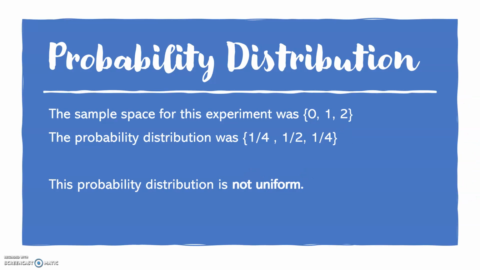So for this experiment, my sample space was 0 tails, 1, or 2, and the probability distribution was 1/4, 1/2, 1/4. And for this experiment, the probability is not uniform because these numbers are not the same for every situation.